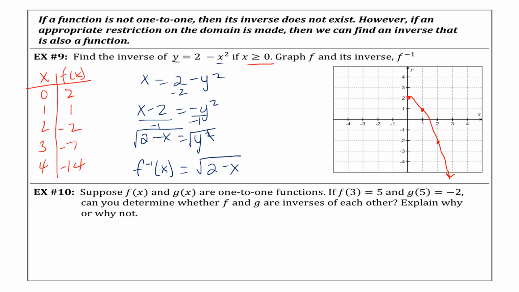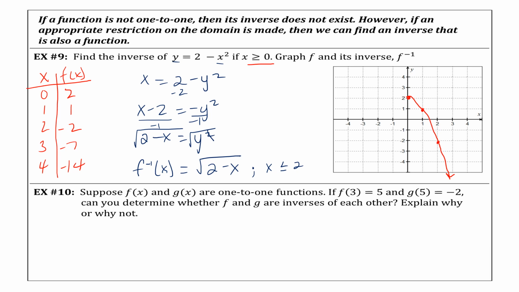Okay? The square root of 2 minus x has a restriction of its own. x has to be less than or equal to 2, because I can't have negatives underneath the square root.